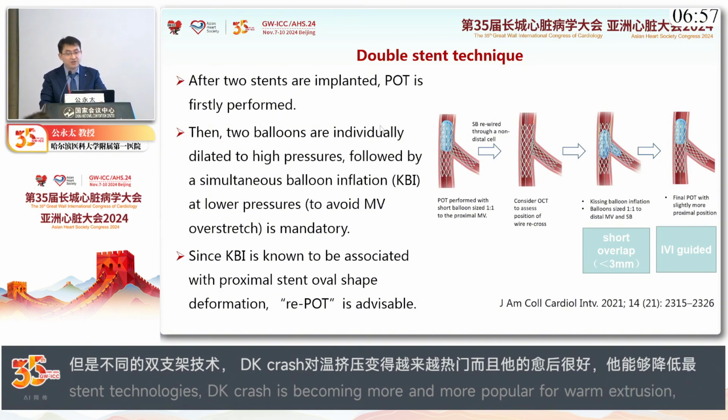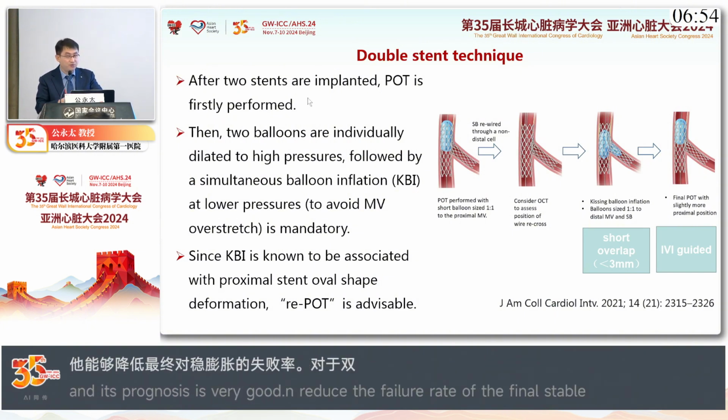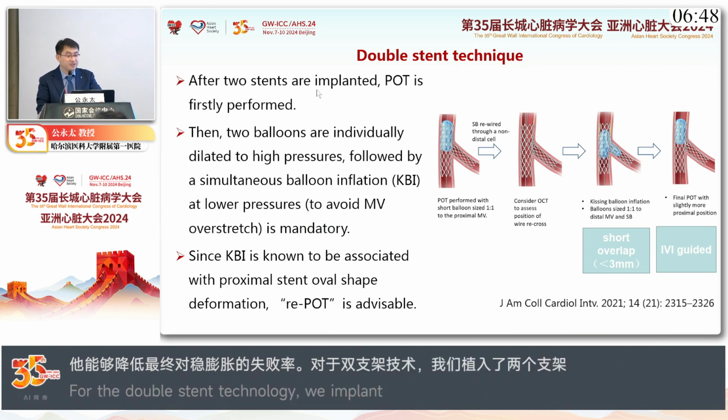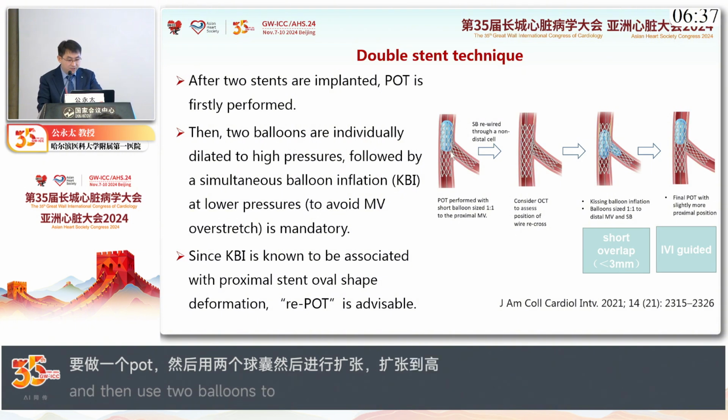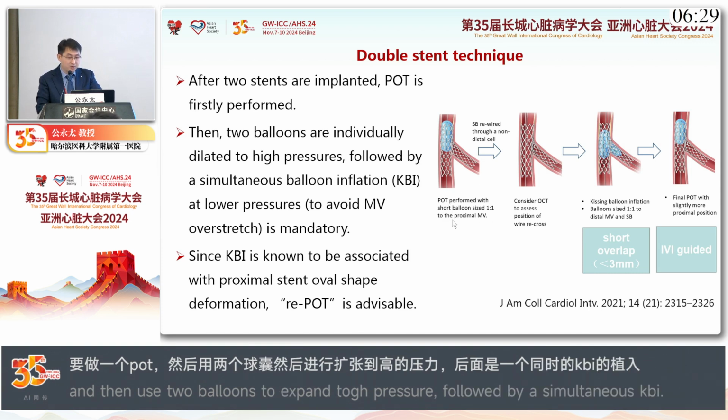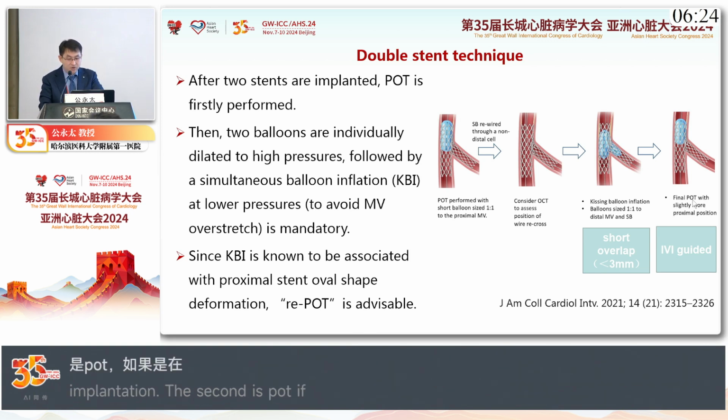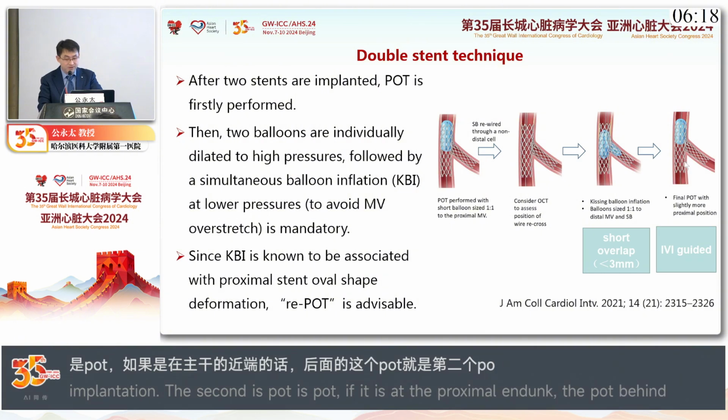For the double stent technique, after 2 stents implantation, a POT is first performed, and then the KBI should be performed, and the next re-POT is advised. But we should note that the position of the POT and the re-POT is different. The POT is performed in the proximal main vessel, but the final POT, which we also call the re-POT, is in a slightly more proximal position.